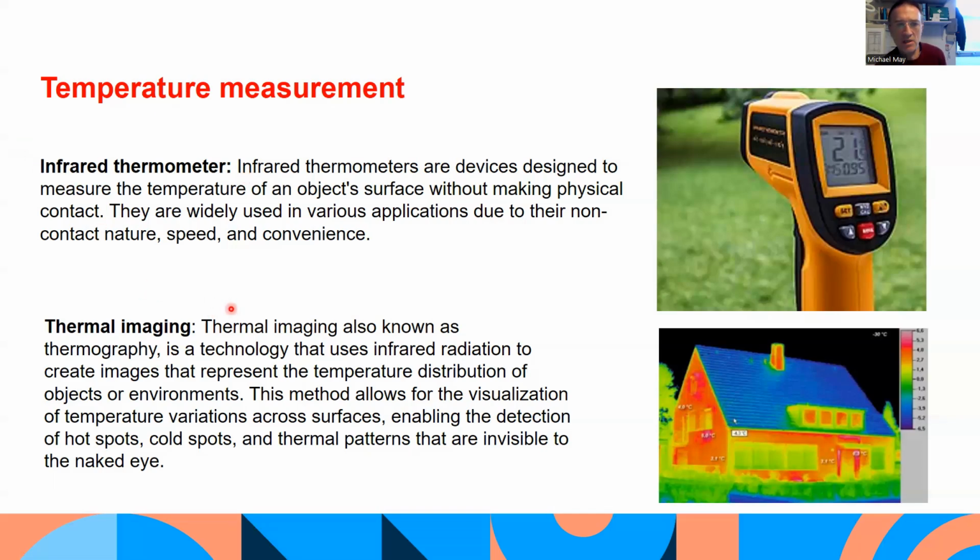Thermal imaging cameras, also known as thermography, is a technology that uses infrared radiation to create images that represent the temperature distribution of objects or environments. This method allows for the visualization of temperature variations across a surface, enabling the detection of hot spots, cold spots, and thermal patterns that are not visible to the naked eye.